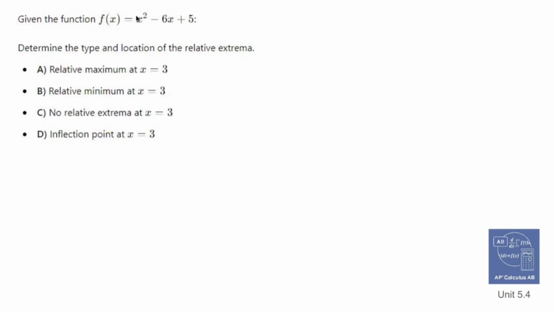Given the function f of x equals x squared minus 6x plus 5, determine the type and location of the relative extrema. All right, well, this is what we're going to do. We're going to find our critical points. The way you find your critical points is you're going to do the derivative and set it equal to 0. So f prime of x equals 0, like that.